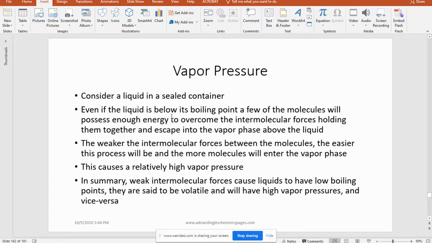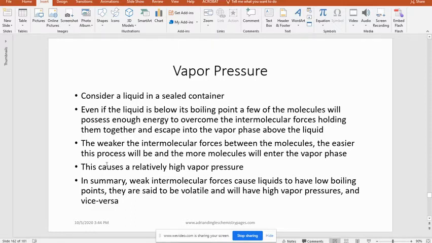Take a liquid in a sealed container, with the liquid below its boiling point. Some of those molecules will go up into vapor and some will go back down into liquid, and it keeps moving back and forth, continually transitioning. But things with weaker intermolecular forces are going to have relatively high vapor pressures because it's easier for those molecules to escape the liquid state and go up into the gaseous state.